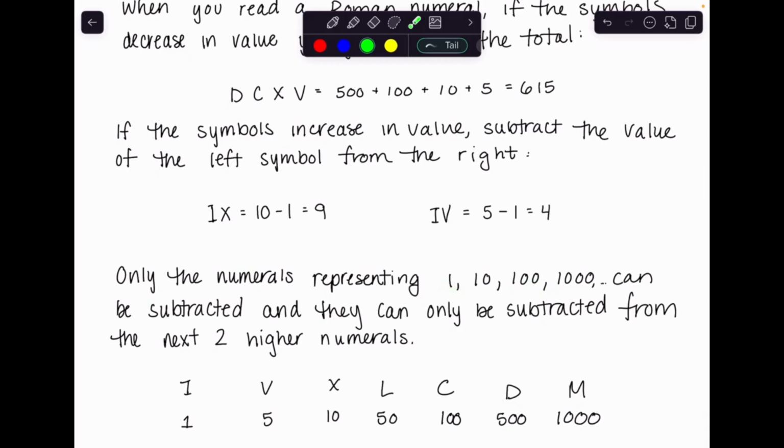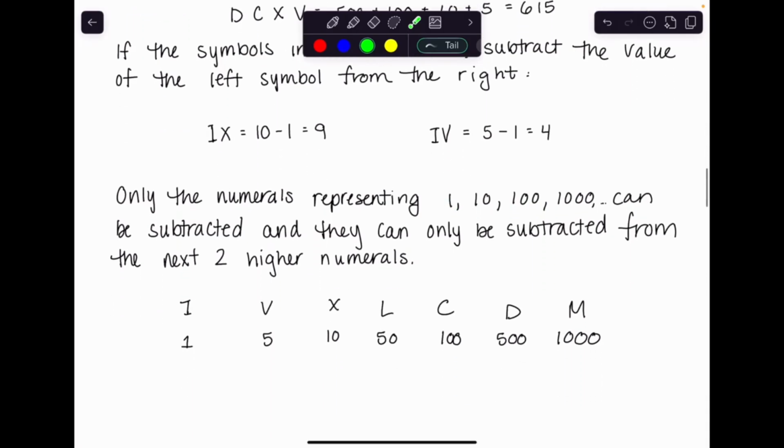So only these numerals 1, 10, 100, and 1,000 can be subtracted to be able to get a 4 or a 9. And you can only subtract it from the next higher 2. So 1 can be subtracted from 5 and 10 to give you 4 and 9. But I'm not going to do 1 from 50 to give me 49. I would write that in a different way.